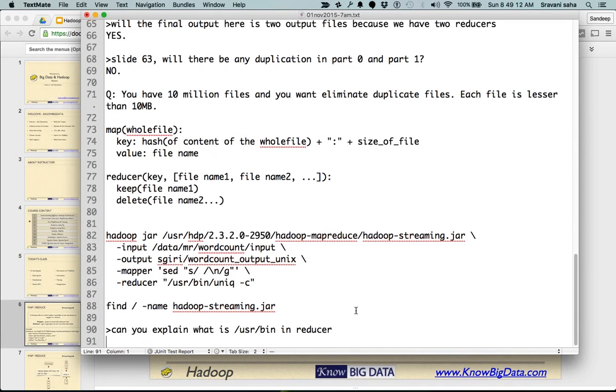All right. So there's a question from Dilsad. Question is, can you explain what is user bin in Reducer? Basically, when you execute a program, you can either provide the full location of that program, or you can just provide the program name. If you provide just the program name, it will look into an environment variable called $path, and then search in those places.